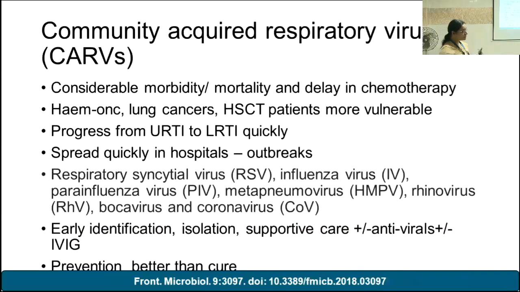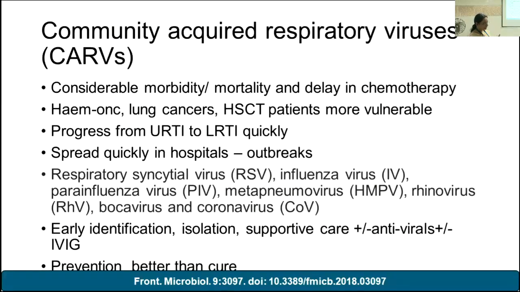Community acquired viruses are very common. And the problem with these is that they cause significant trouble in lung cancer patients and hem-onc and HSCT patients. They can progress rapidly from an upper respiratory infection to a lower respiratory infection. The only way out is for your patient not to get it. Once they get it, there are very few things you can do. There are few antivirals. Maybe you will try IVIG, maybe supportive care. But if you can keep your staff and your patients vaccinated and keep emphasizing isolation practices and respiratory hygiene, that's the only way out.